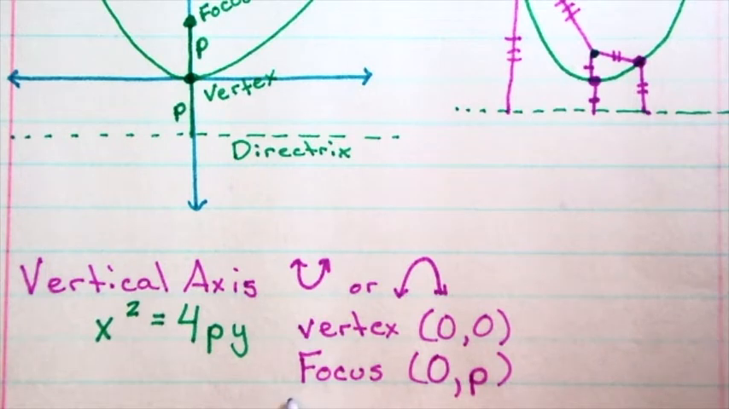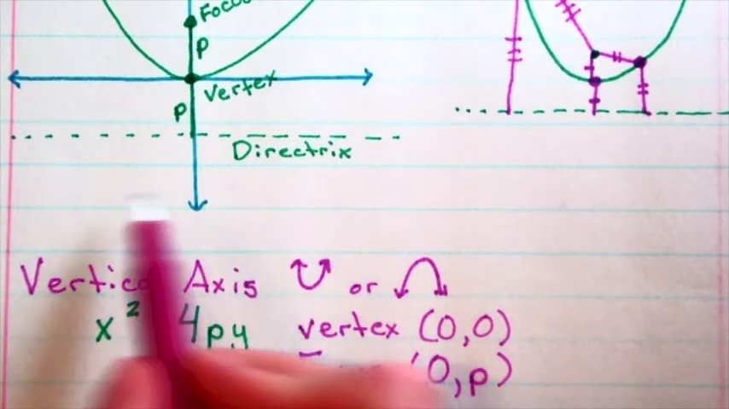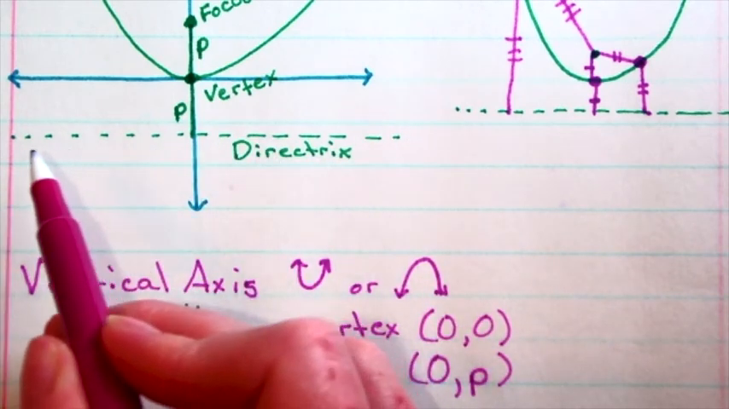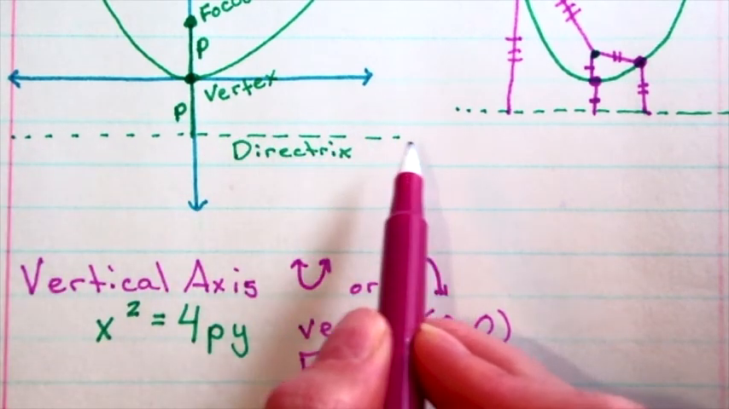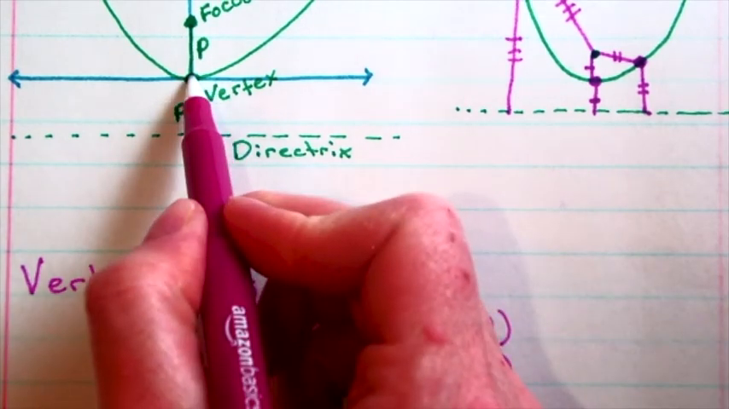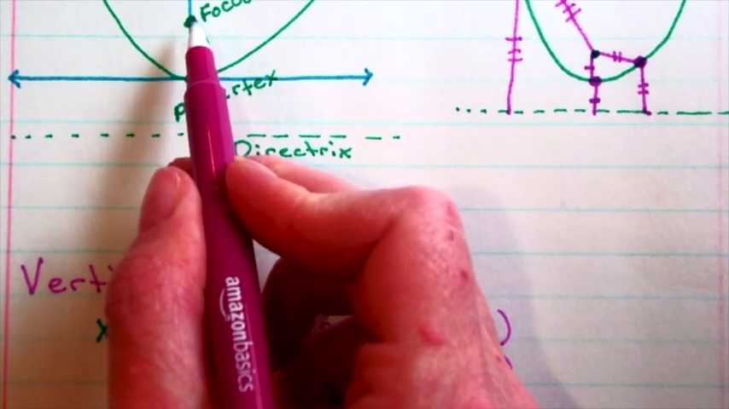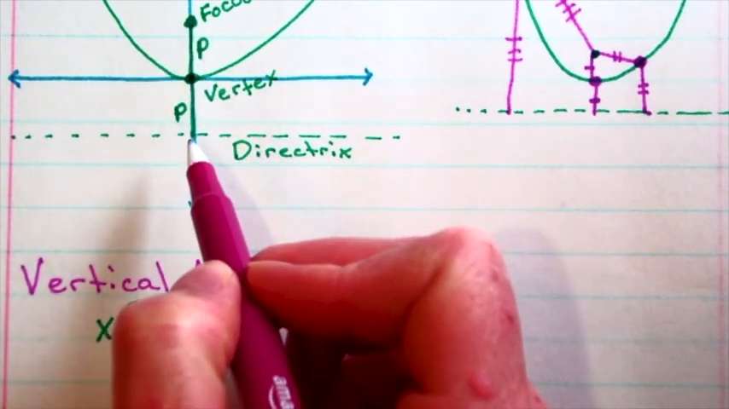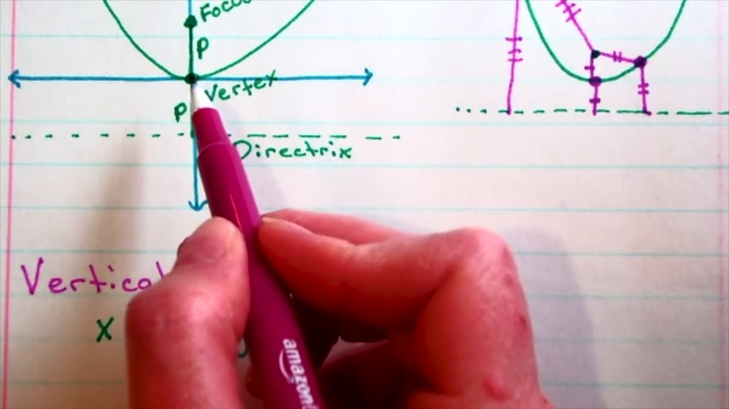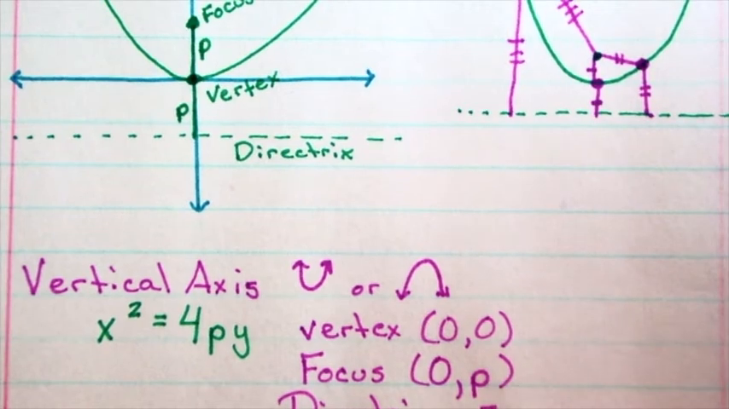And then our directrix. Now remember, it's a line, so we're looking at the equation of this line that goes across. The equation of this line is going to be y equals something, because it only touches the y-axis. So it's going to be y equals, and we went up p to get to the focus. We're going to go down p to get to the directrix. Now remember, this is only the case if the vertex is at the origin. So y equals negative p would be the equation for that one.